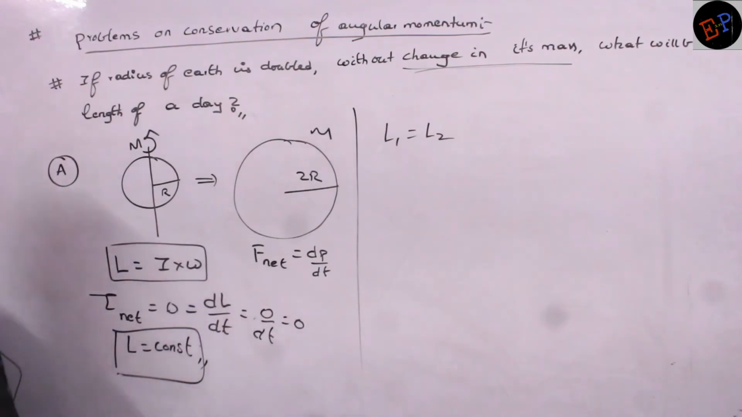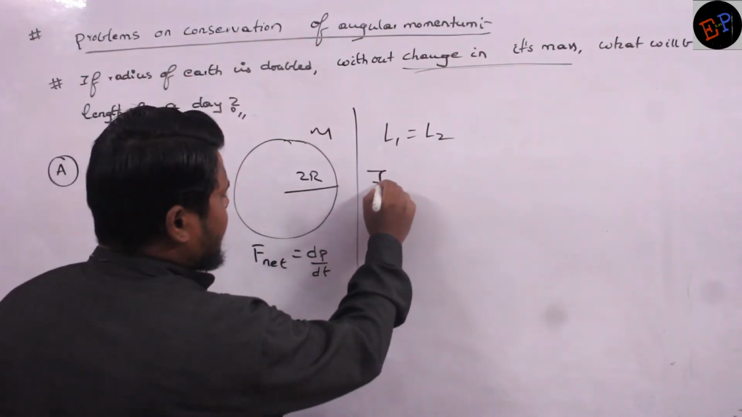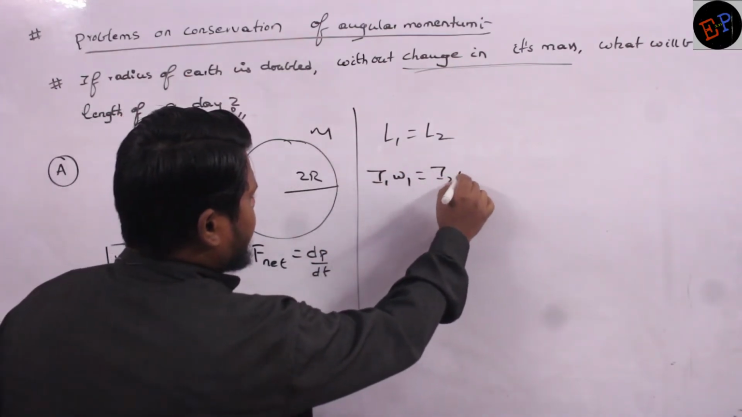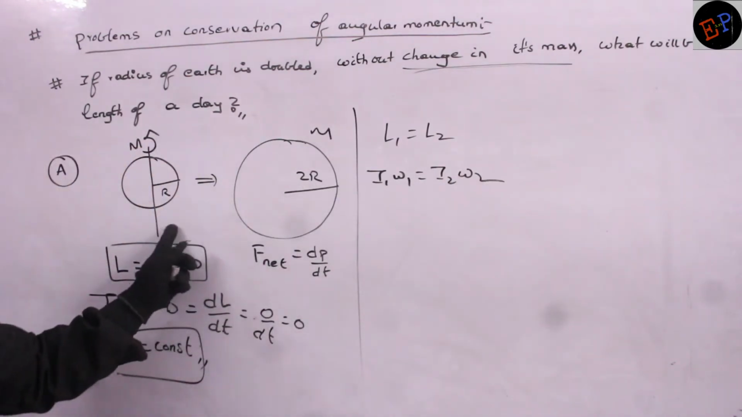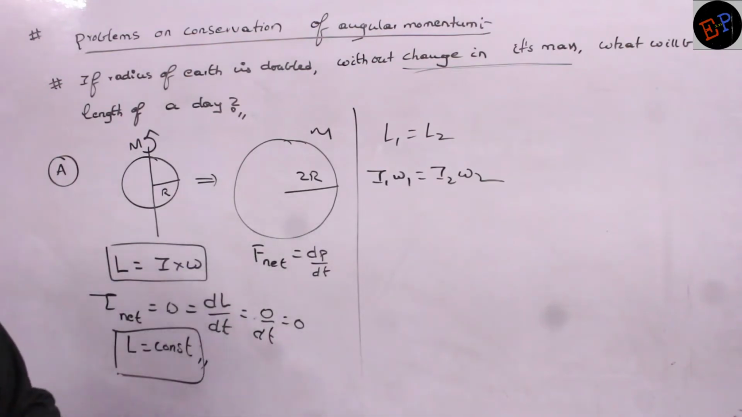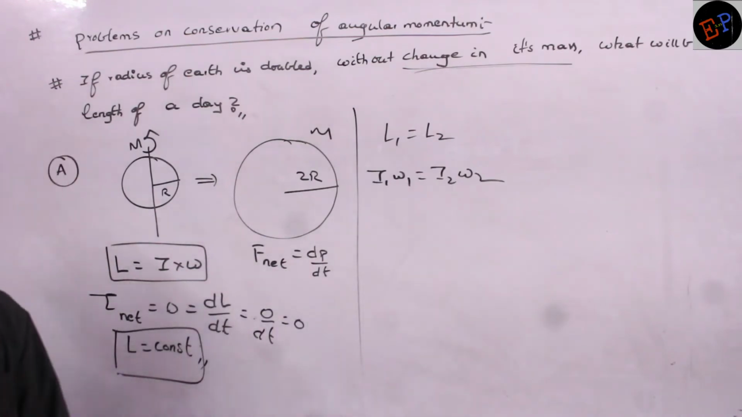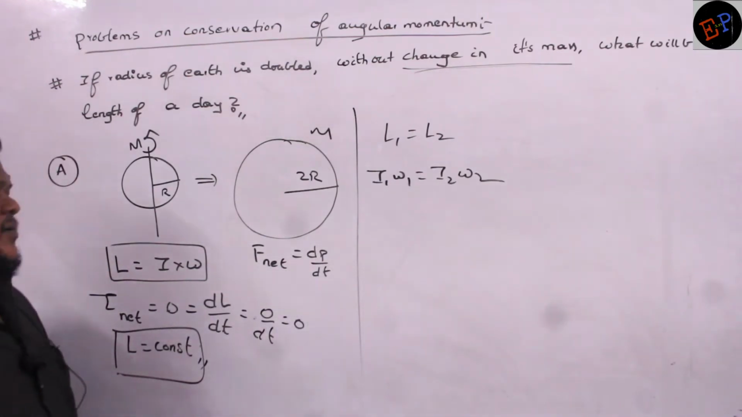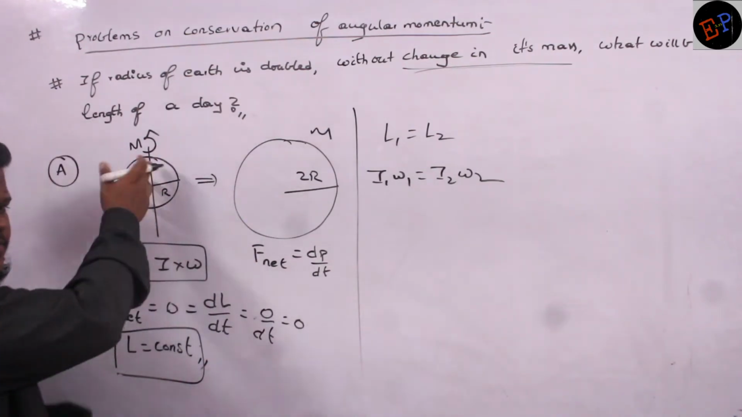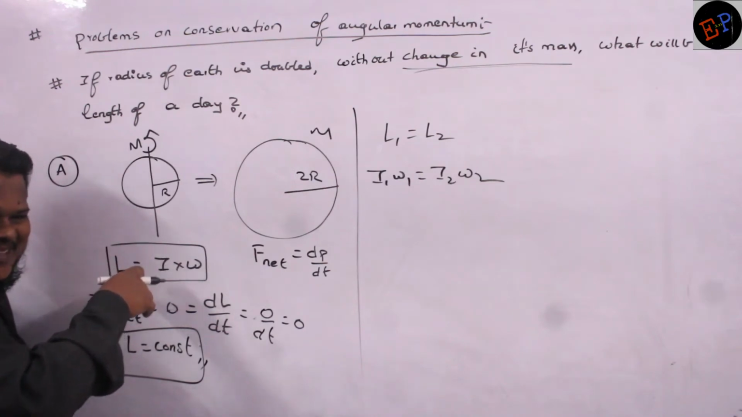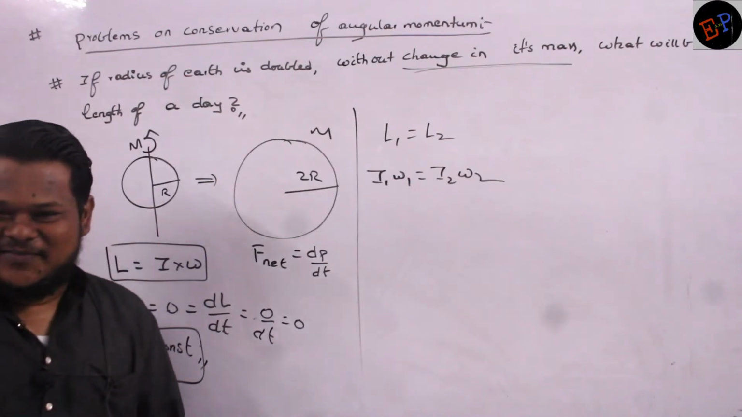Okay. And what is the formula for angular momentum? I into omega. So therefore I can write I1 omega 1 must be equal to I2 omega 2. I1 is the moment of inertia in the first condition, I2 is the moment of inertia in the second condition. Omega 1 is the angular velocity in the first condition, omega 2 is the angular velocity in the second condition. Okay? Now what is the moment of inertia of this body? Earth is a solid sphere, no? So what is the moment of inertia of a solid sphere?